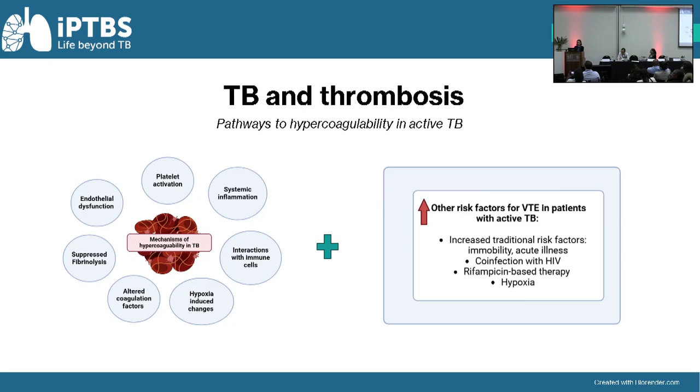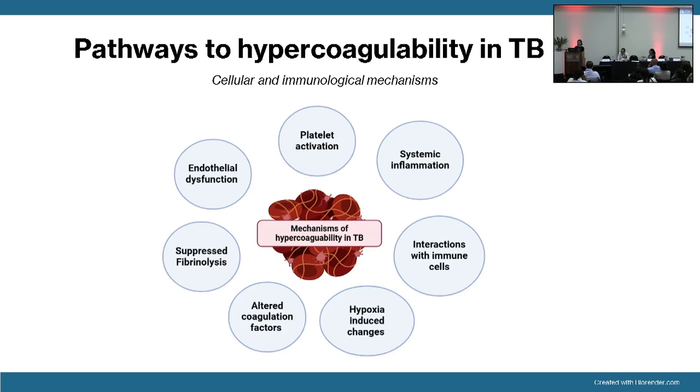So the pathophysiology of TB-associated VTE is complex and multifactorial, with systemic inflammation, endothelial dysfunction, platelet activation, and suppressed fibrinolysis all contributing to a systemic hypercoagulable state. These cellular and metabolic changes are often coupled with increase in other risk factors for thromboembolic disease among TB patients, such as acute illness causing poor mobility and/or hypoxia, HIV, rifampicin-based therapy, and together the risk of VTE may be profound. So I'm just going to briefly touch on three of these mechanisms for hypercoagulability in TB.